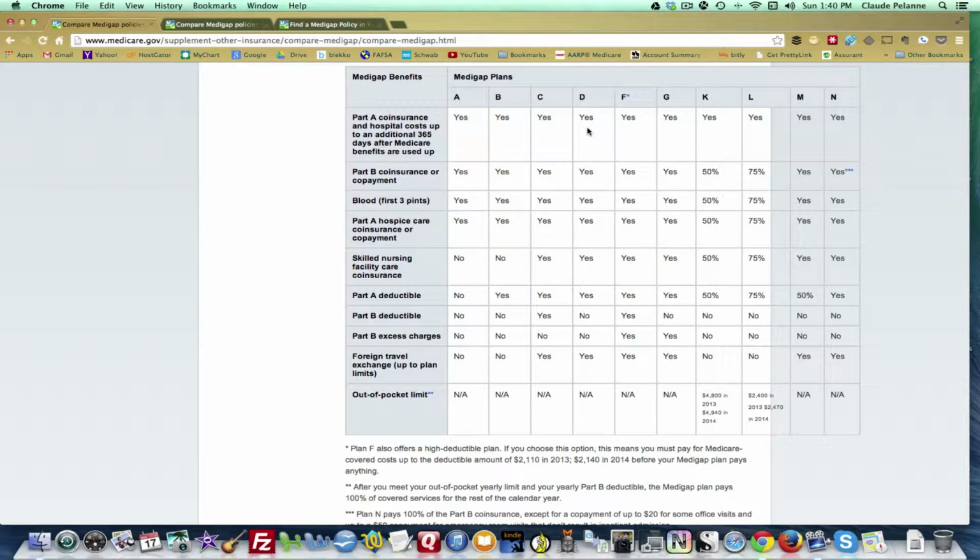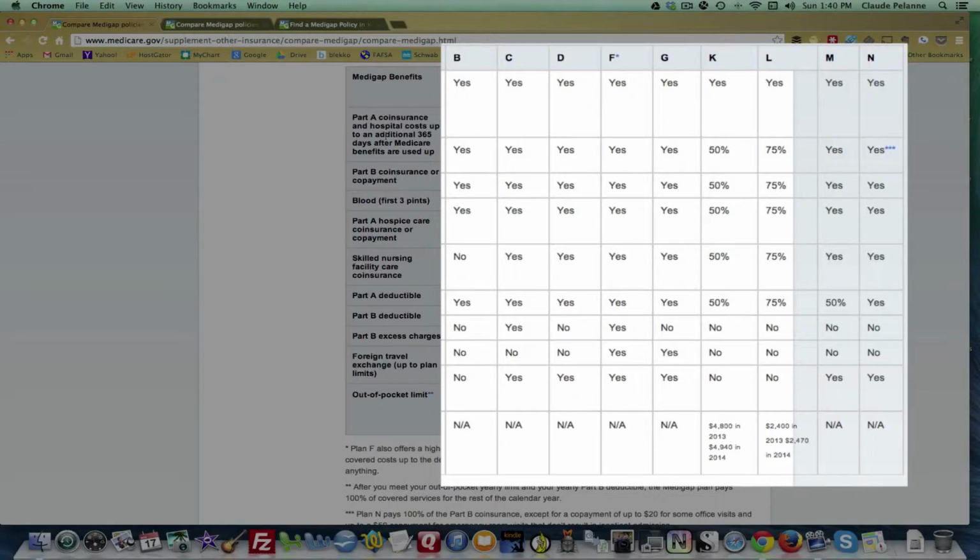Co-insurance. All of the plans offer coverage of Part A co-insurance. That's good. All of the plans offer coverage of Part B co-insurance except K and L, which only pay, in the case of K, 50% and L 75%. N pays co-insurance, but there is a $20 copay for doctor's visits and a $50 copay for emergency room under Plan N.